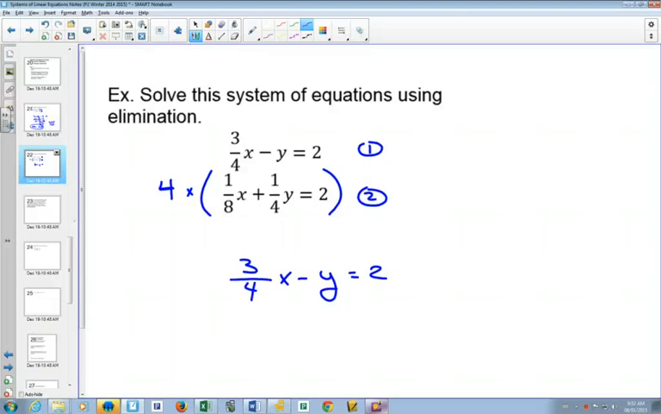And when we multiply the second one by 4, 4 times 1/8 is, remember, that's 4 over 1. That'll be 4 over 8, which reduces to 1/2. This will just become plus y, and 2 times 4 becomes 8.